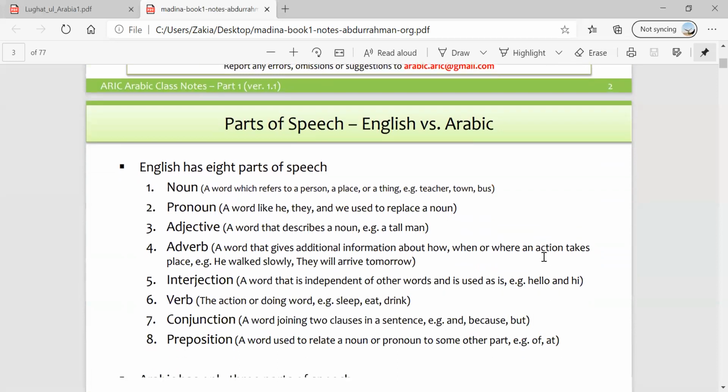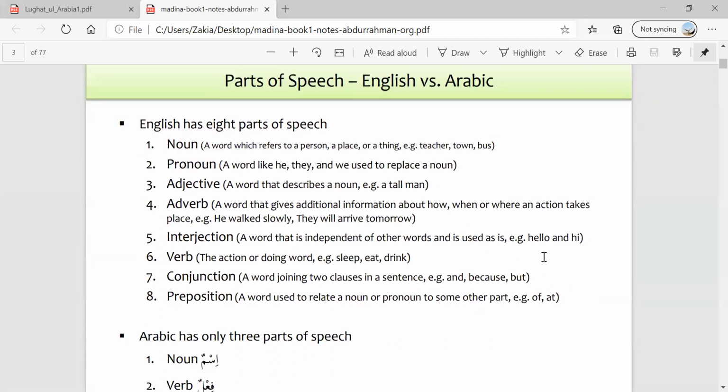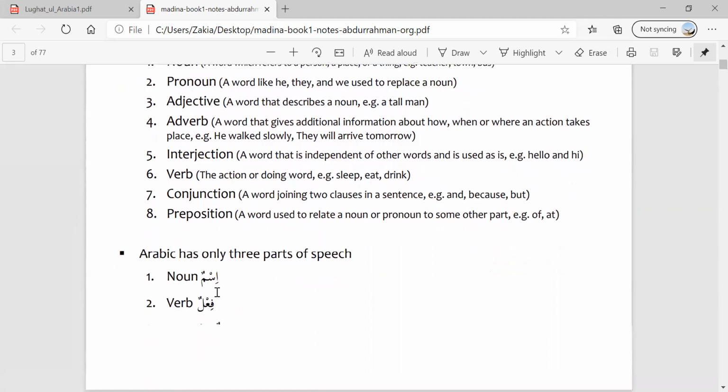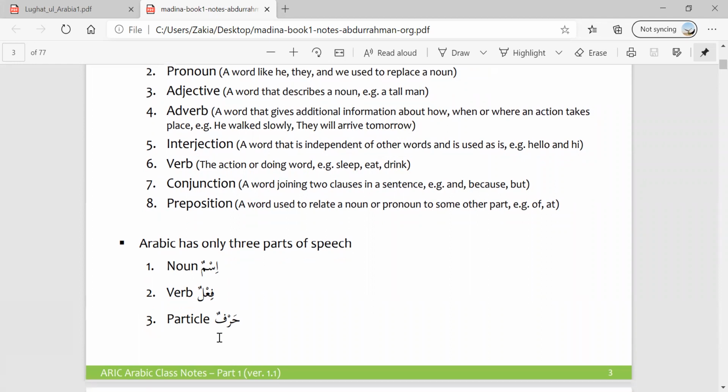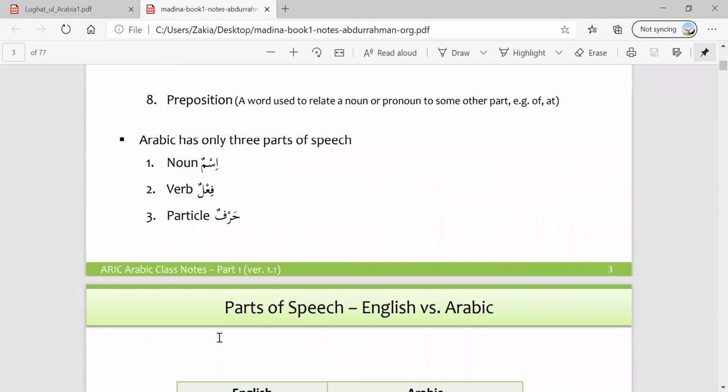Parts of speech, English versus Arabic. We have in English 8 parts of speech. So that is noun, pronoun, adjective, adverb, interjection, verb, conjunction, and preposition. In Arabic, we focus only on 3 parts of speech. That is noun, ismun, and the verb, fi'lun, and harfun, which is particle. Verb and particle. Okay, so just a quick introduction.